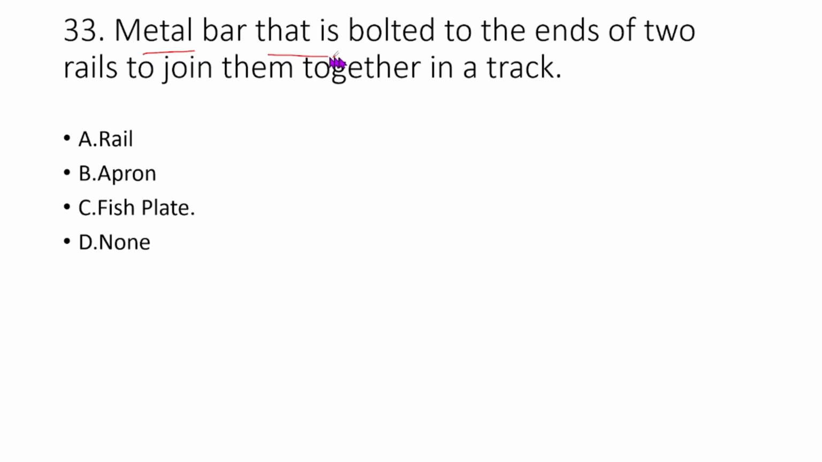A metal bar that is bolted to the end of the two rails to join them together in a track is called a rail, apron, fish plate, or none of these. So the correct answer is fish plate.